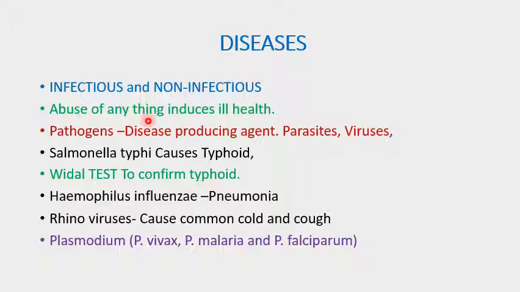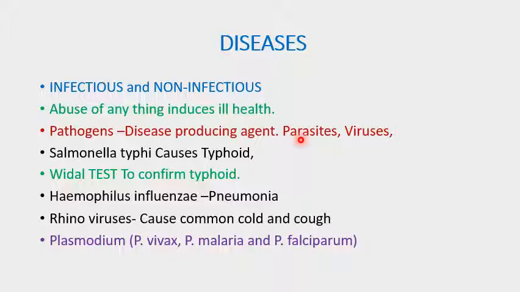Abuse of anything, abuse of water even. If you drink more water, or if you eat more food, or if you do more exercise, if you sleep late, if you don't have much sleep, all this will induce ill health in us. Pathogens or disease producing agents may be very small, microscopic in nature. They may be viruses. They may be parasites from other organisms like the malarial parasite, that is an animal parasite.